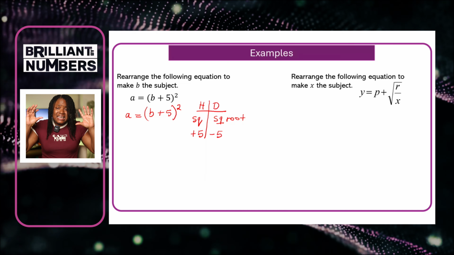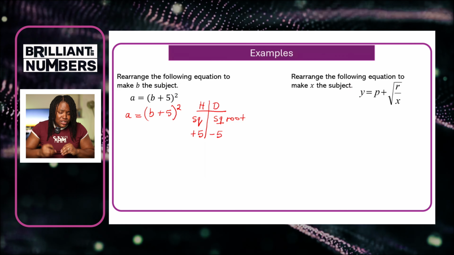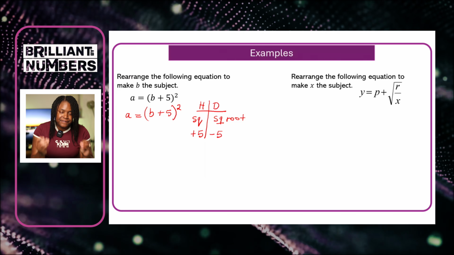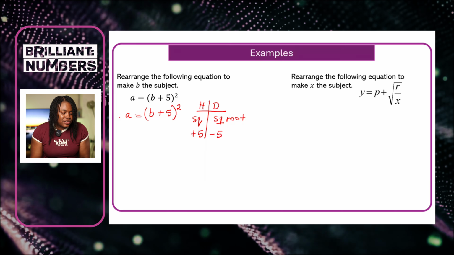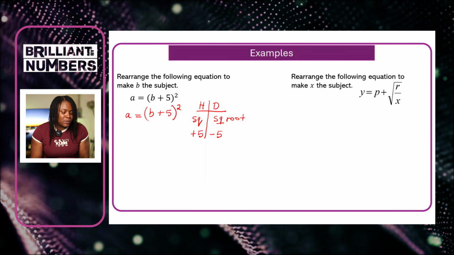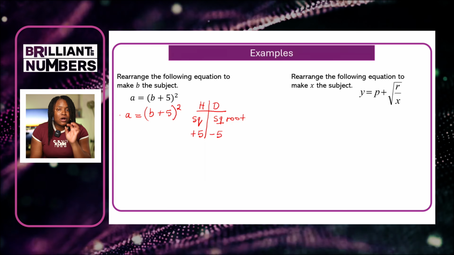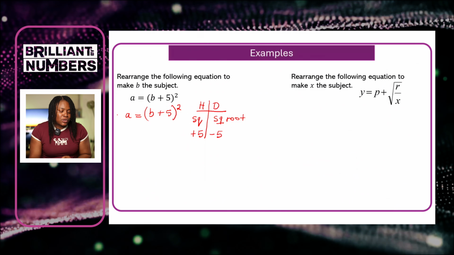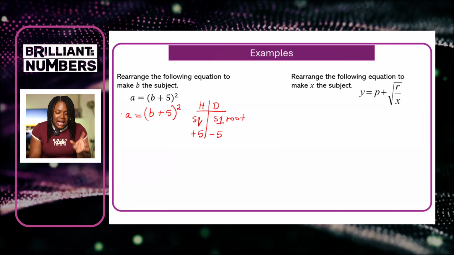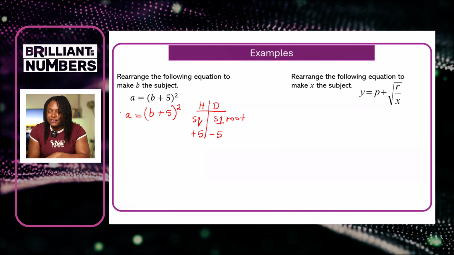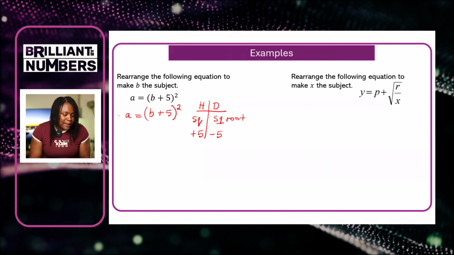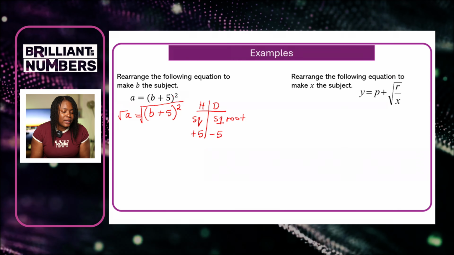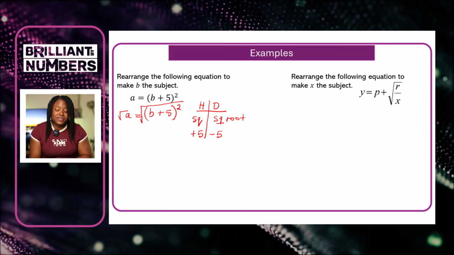Now, the last operation that was done is squaring. So I have to do my square root first. So I need to do the square root of both sides. Now, a square root removes a square. So that's when I will now have access to my plus 5 to manipulate. So let's go. I'm going to square root both sides, big square root over this one.